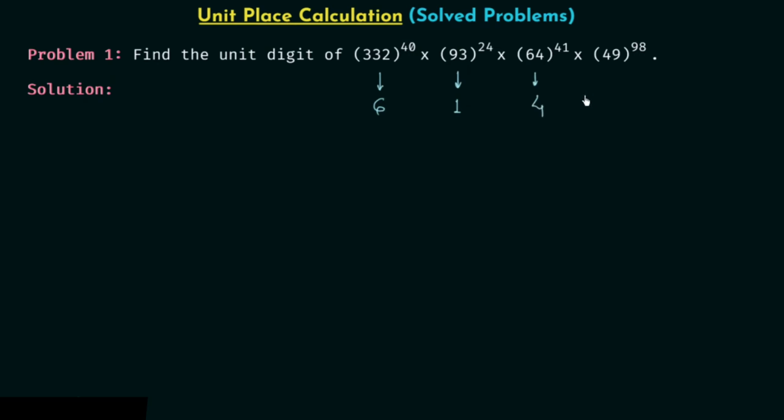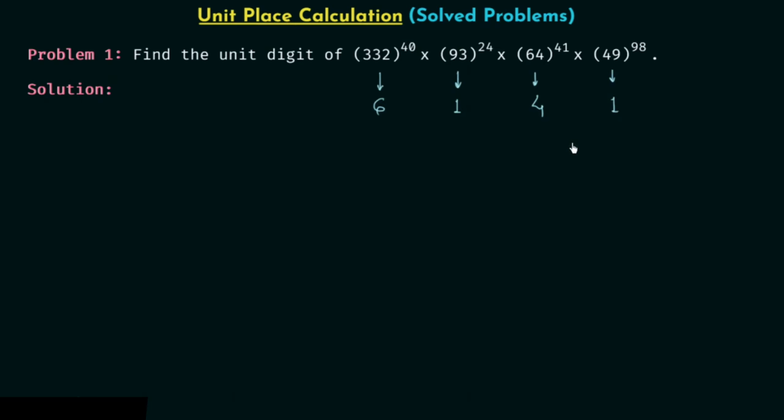Now moving on to the final power, we have 49 raised to power 98. 9 is the digit at unit place, and we know, like 4, in this case also we check the power whether it is even or odd. When the power is even, we get 1 at the unit place, and when the power is odd, we get 9 at the unit place. Here the power 98 is even, and therefore we will get 1 at the unit place.